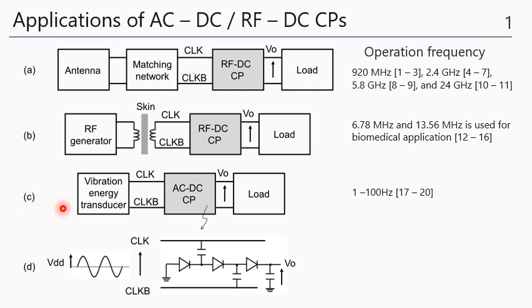The third one is the vibration energy transducer. Using the vibration energy transducer, ambient vibration energy can be converted into electrical power, which drives the IoT sensors through an AC-DC charge pump. The frequency is nominally lower than 100 Hz.